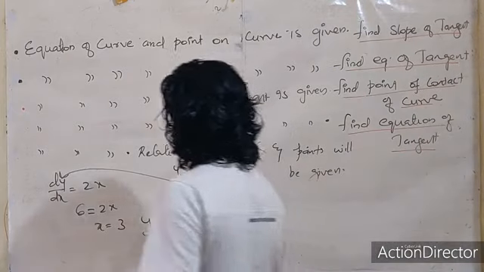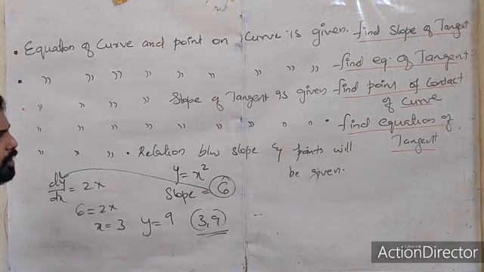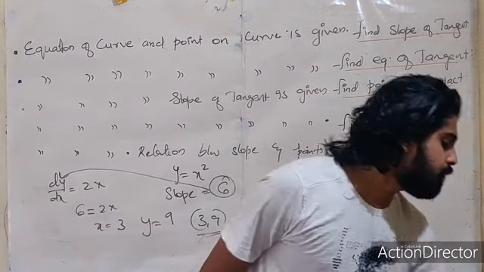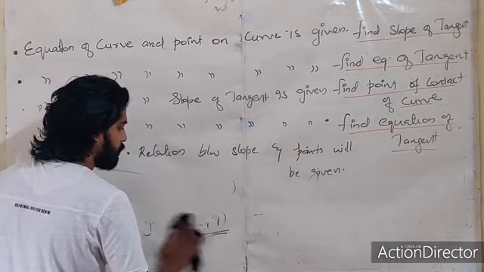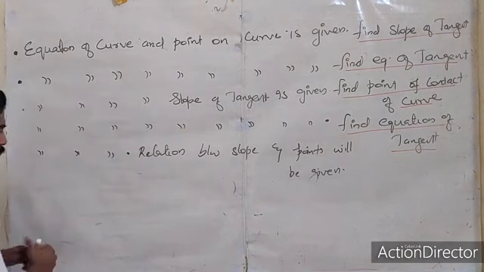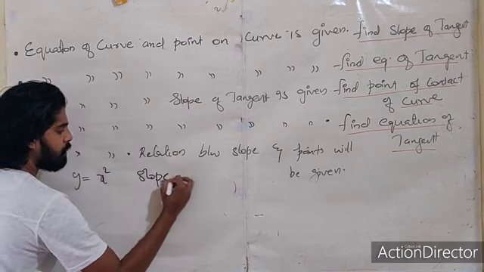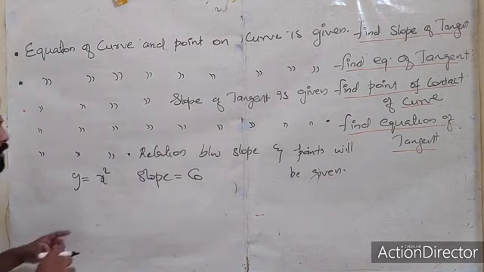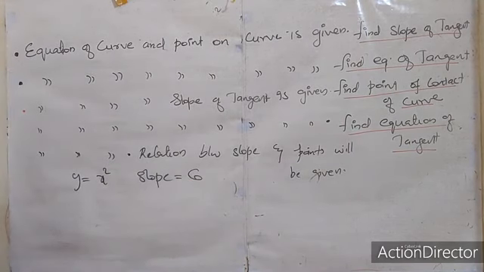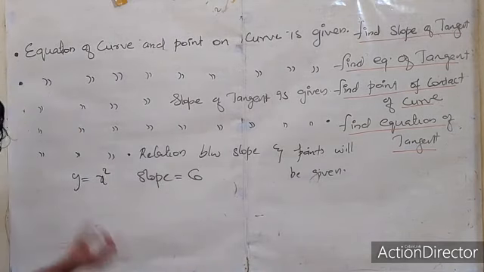So the next type is where the equation of the curve and slope of the tangent will be given. We have to find the equation of the tangent. Same example: y equal to x square, equation of curve is given, slope is equal to 6. In order to find the equation of tangent, you need two things, point and slope. Slope is given, you first find the point, then you can find the equation of tangent.